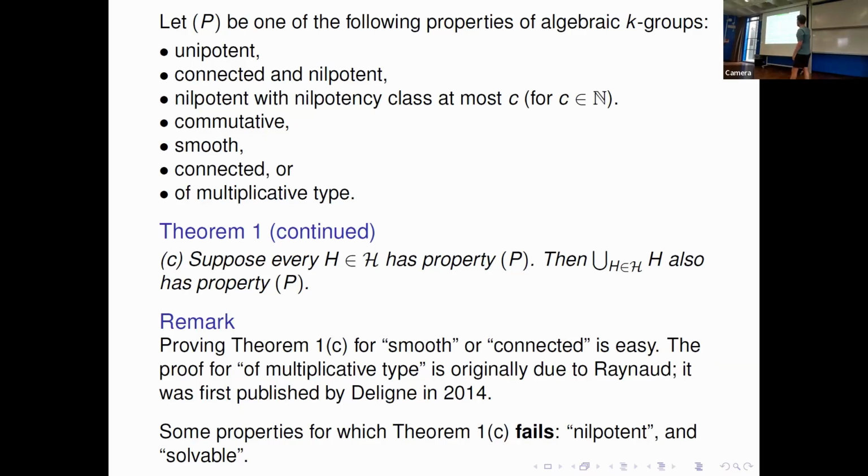Unipotent, connected, nilpotent, and so on; smooth, connected, of multiplicative type. By the way, of multiplicative type just means that if you base change to a separable closure of your field, it just means diagonalizable. And so the third part of this technical result says that if every one of these subgroups has this property, then so does the schematic union.